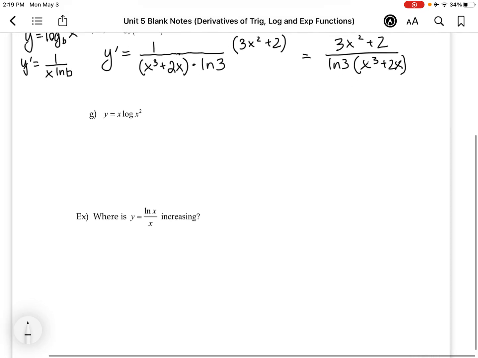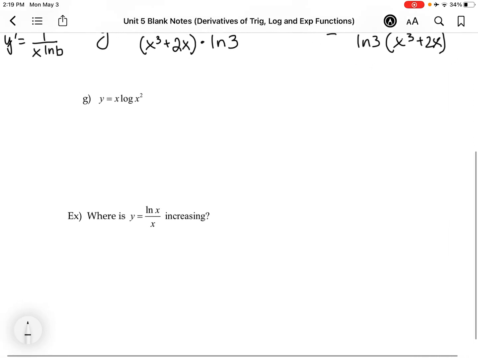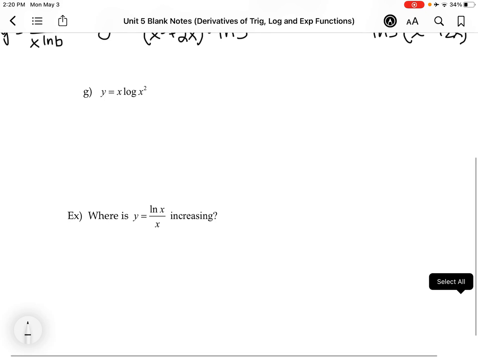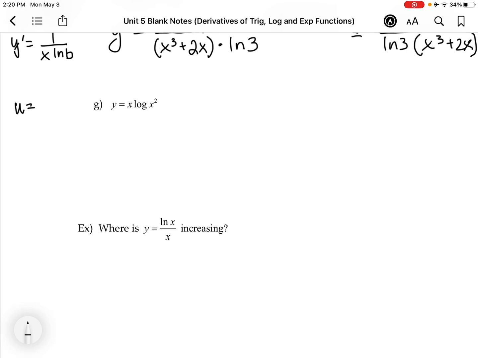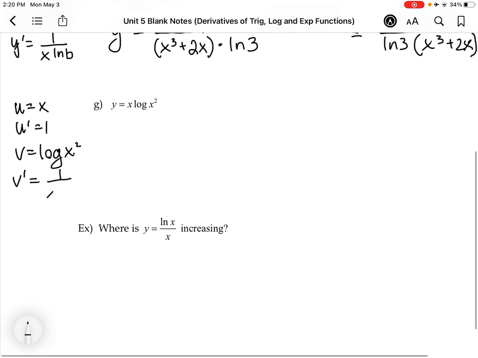And then the next one's similar, but we're adding in a product rule. So we've got u equals x, u prime equals 1, v equals log of x squared, v prime equals 1 over x squared times ln 10, remember if there's no base written into the logarithm, it's base 10, times the derivative of x squared, which is 2x.